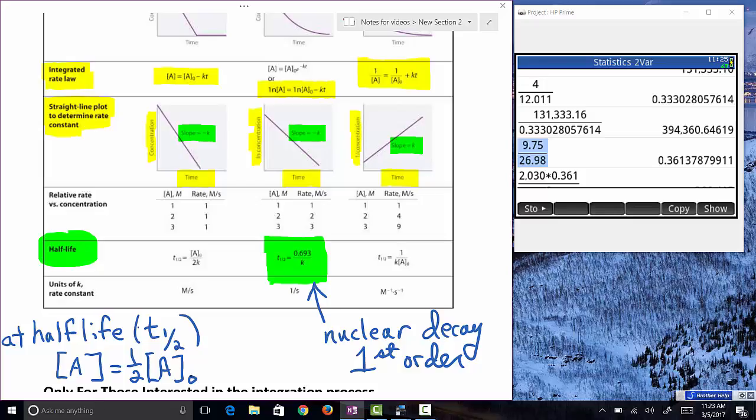The other thing to note, as far as the AP formula sheet goes, is that I know for sure it has the first and the second order equation. It may have zero order, I can't remember off the top of my head, but it doesn't tell you what order goes with each equation. So one of the things you need to be able to do is to remember which plot gives you the straight line for zero order, first order, and second order.